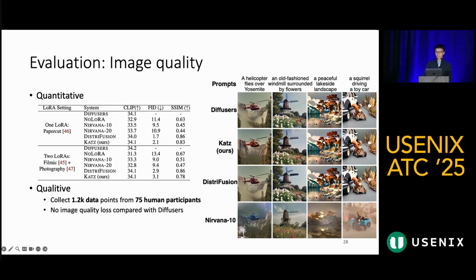And next, we evaluate each baseline in terms of image quality, as our bounded asynchronous LoRA loading design slightly changes the image generation process. As shown in the table, Katz can generate images with quality comparable to those generated by diffusers in terms of the quantitative metrics. And we also conduct a qualitative measurement that involves 75 human participants. According to the results, Katz rivals diffusers and significantly outperforms Nirvana.